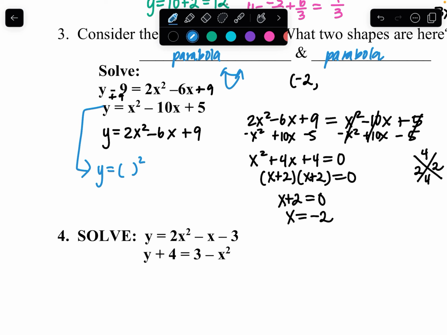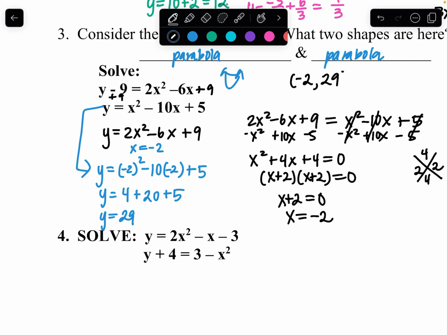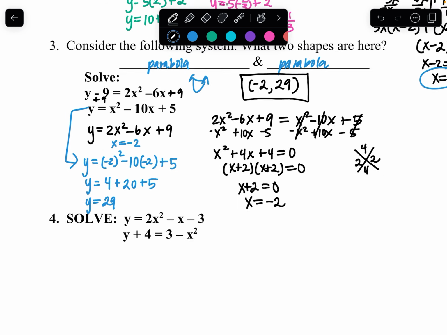And so x squared minus 10x plus 5. And we're plugging in x equals negative 2. And so that would get us positive 4 plus 20 plus 5, which is 29. And so our only solution is (negative 2, 29). That means these parabolas only intersect at one point.